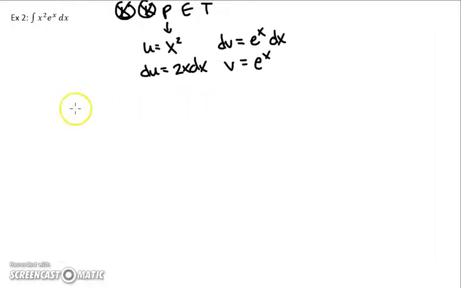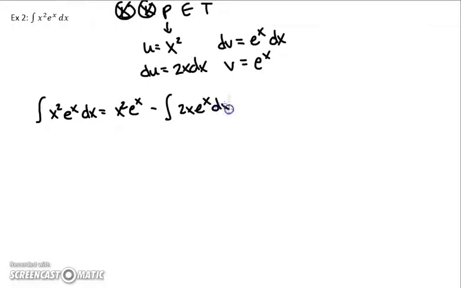So we can look at this and now say the antiderivative of x squared e to the x dx is going to be equal to uv, so x squared e to the x, minus v du, so 2x e to the x dx. I'm going to pull this 2 out front.